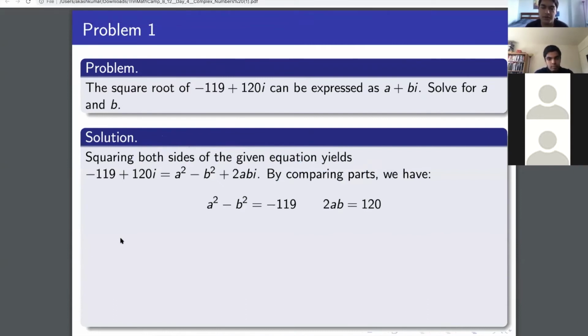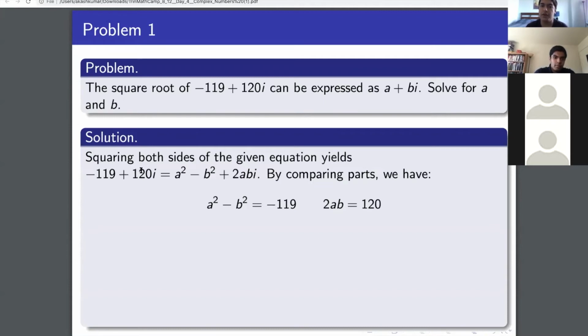So when you square both sides, what you get is -119 plus 120i, right? If you take the square root and square it, the square root just goes away. And then the right-hand side is a squared minus b squared plus 2abi. So that'll look a lot like that if you've ever seen, x plus y the whole squared is x squared plus y squared plus 2xy.